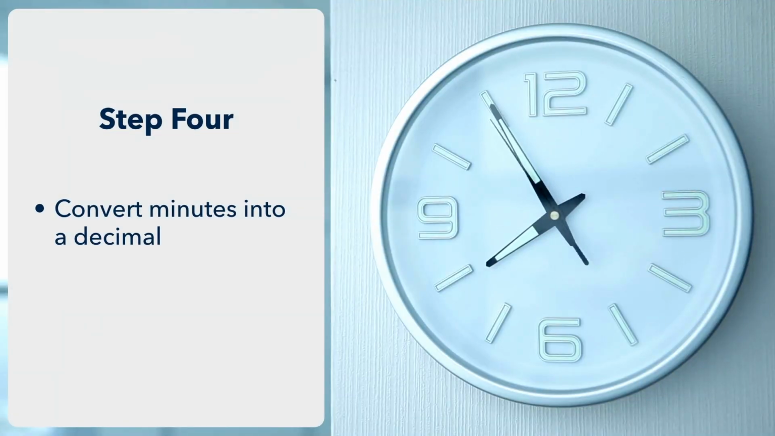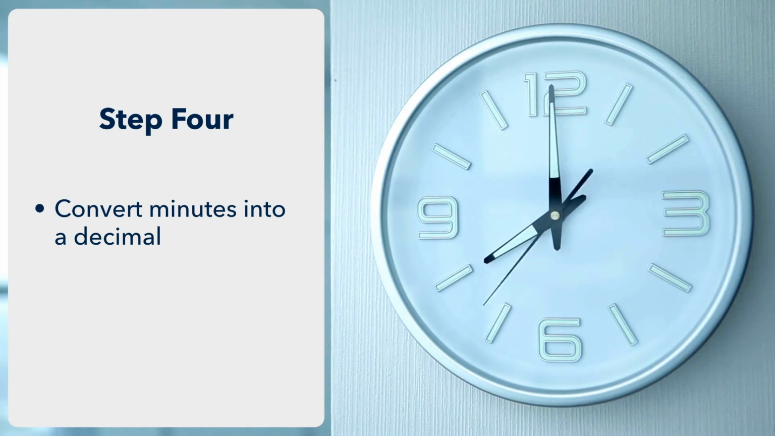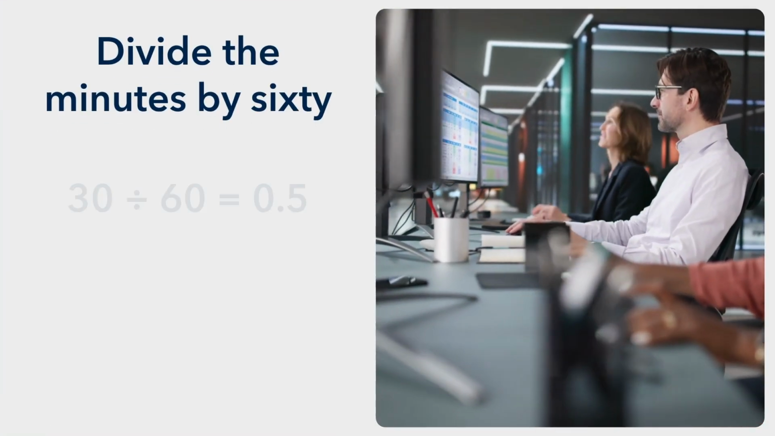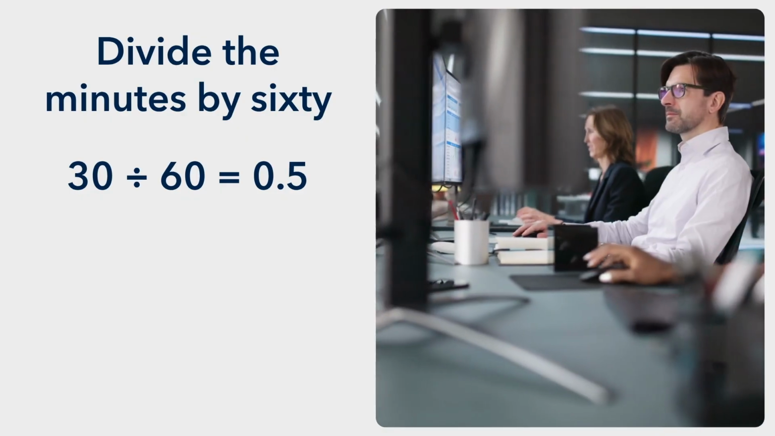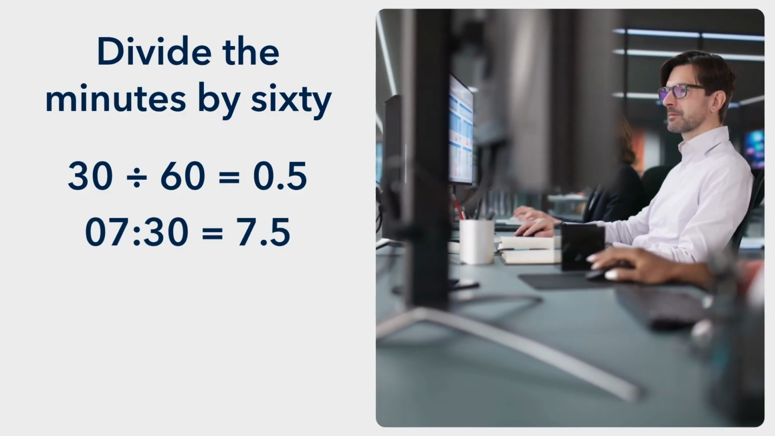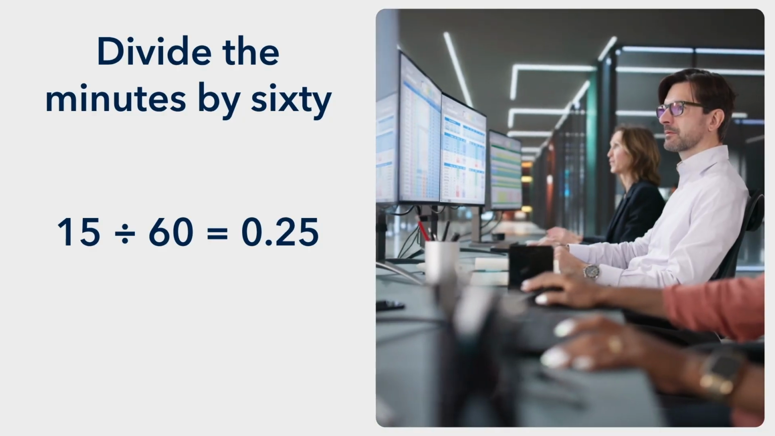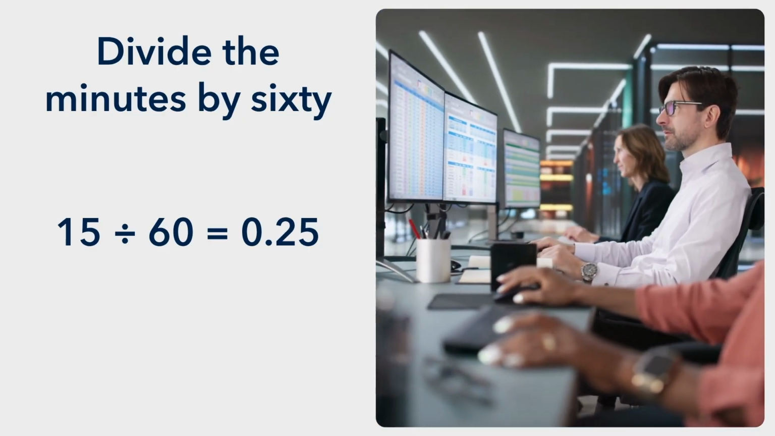Step 4, and this is the one everyone fumbles. Convert leftover minutes into a decimal because payroll runs on decimal hours, not minutes. The rule is simple. Divide the minutes by 60. 30 minutes divided by 60 is 0.5, so 7 hours and 30 minutes becomes 7.5. 15 minutes is 0.25. Now your hours are in a format payroll can multiply by a pay rate.